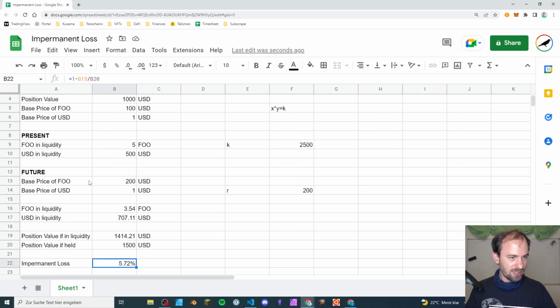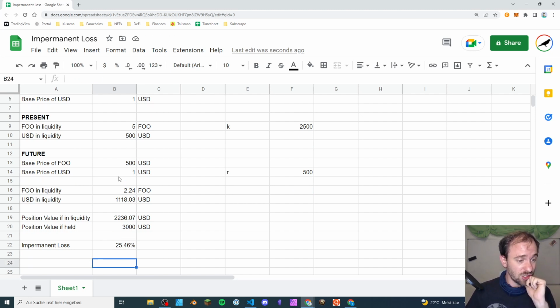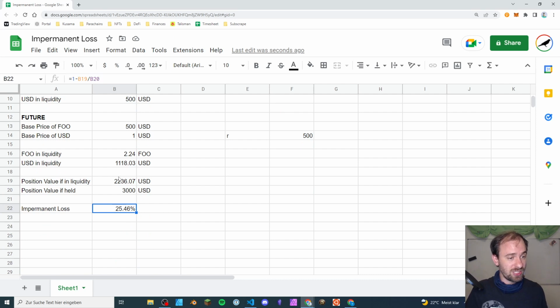We can also play a different example. So let's say, because now we have the formula, so let's say it went times 4. What is the impermanent loss? 20%. Quite substantial. Times 5, 25.46%. So this is how you arrive at the impermanent loss that you're incurring. So the value of your position changed, but this is how much you lost. Yeah? This is the loss you're having.